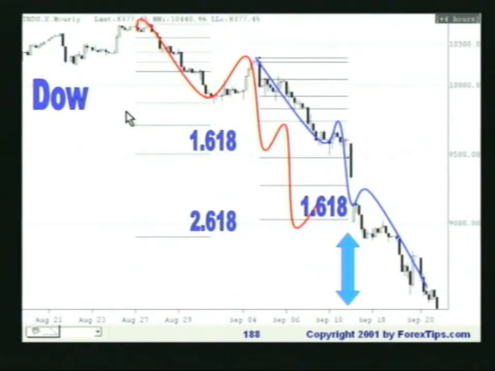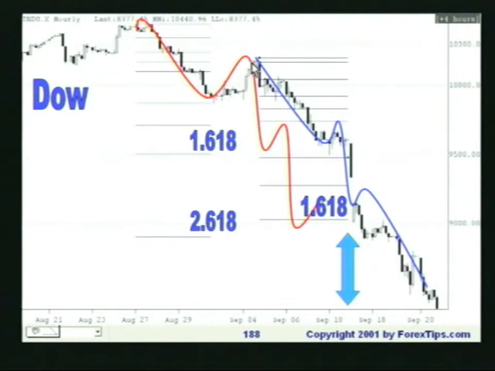Look at the Dow. The Dow moved within a numerical sequence. Prior to the attack, there was a swing that took place. There's the high, there's the low. It retraced back to the 618. On September 4th, the market started to move, and here would be the original swing and the retracement. It should go to the 1.618, correct, of that swing.